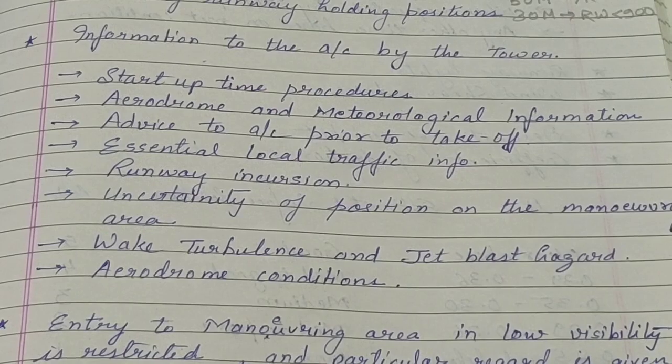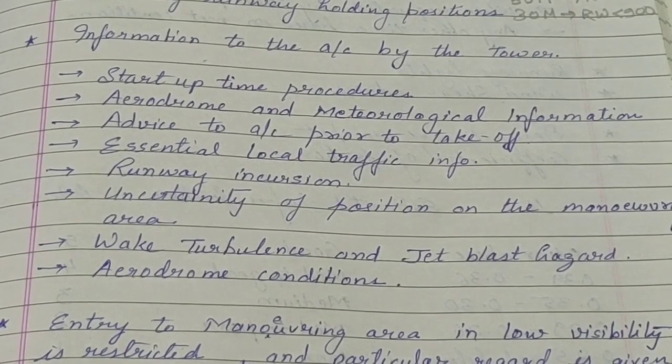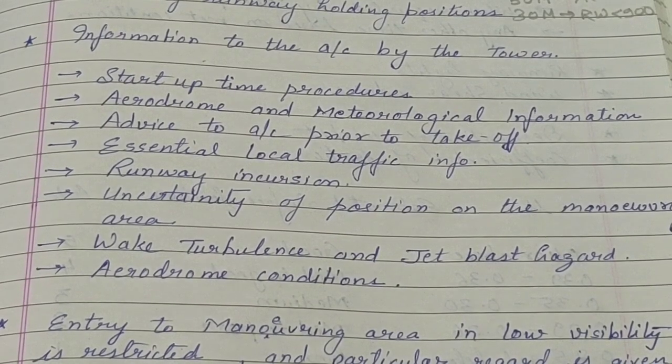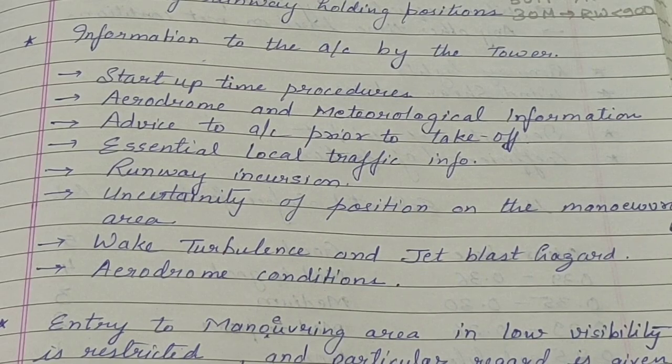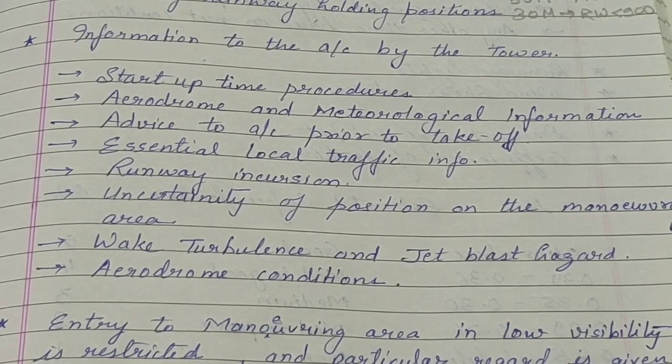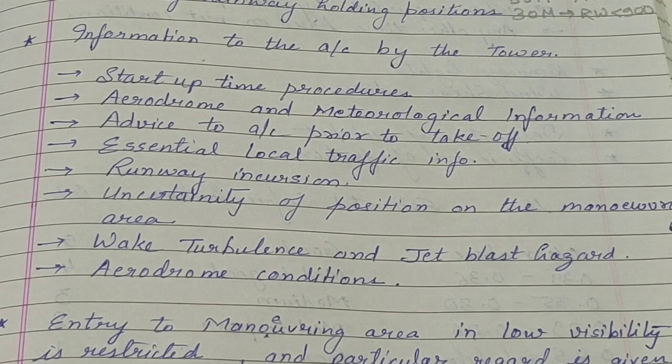Now coming to the information to the aircraft by the tower. In the startup time procedures, they have to inform the aircraft when and how the startup has to be done, and they have to do adequate calculations and then issue the instructions to the departing aircraft as in how and when they have to start up. Next point is aerodrome and meteorological information. So there is a lot of information that is provided to the aircraft.